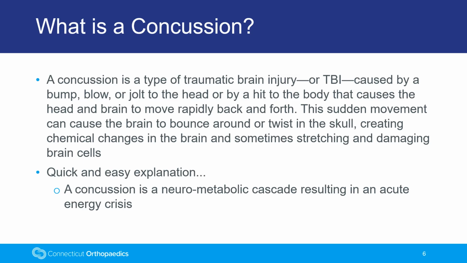Firstly, let's define concussion. A concussion is a type of traumatic brain injury, or TBI, caused by a bump, blow, or jolt to the head, or by a hit to the body that causes the head and the brain to move rapidly back and forth. This sudden movement can cause the brain to bounce around or twist in the skull, creating chemical changes in the brain and sometimes stretching and damaging brain cells. Or, a quick and easy explanation, concussion is a neurometabolic cascade resulting in an acute energy crisis.